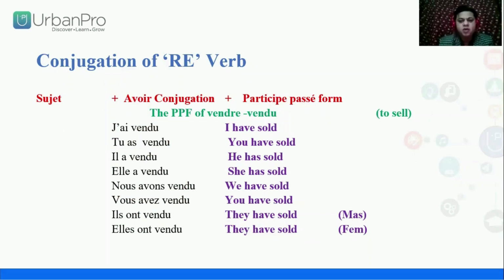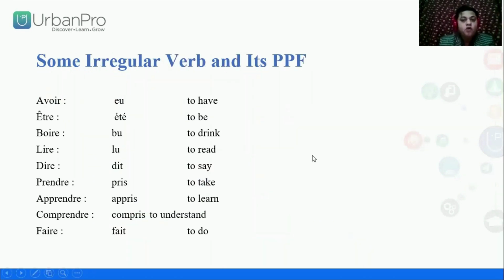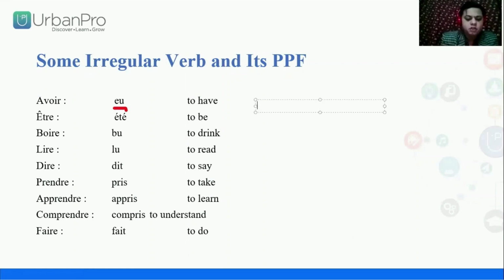Okay. There are some irregular verbs which we should know for doing the passé composé. You can see here, avoir means to have, and its PPF is eu. So if you have to do avoir in passé composé, how will you do it? Take any subject. For example, I'm just doing je. So the avoir conjugation is j'ai, and the PPF is eu.